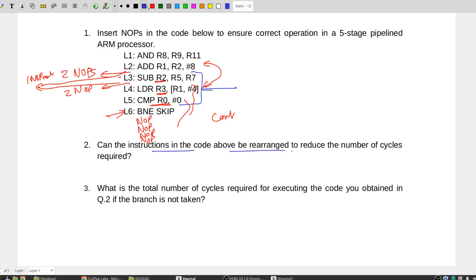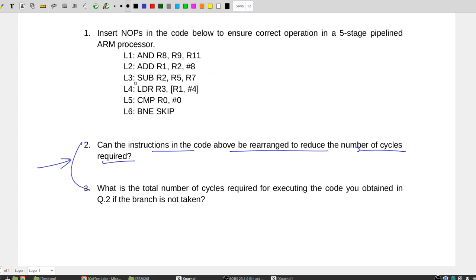Now 2. Can the instructions in the code above be rearranged to reduce the number of cycles required? So can you rearrange the code to reduce the number of cycles? That's the question. So earlier, how many NOPs did you have to insert? 2 NOPs, right? 2 NOPs here and 4 here, a total of 6. So the question is, can you reduce from the 6? Can you?